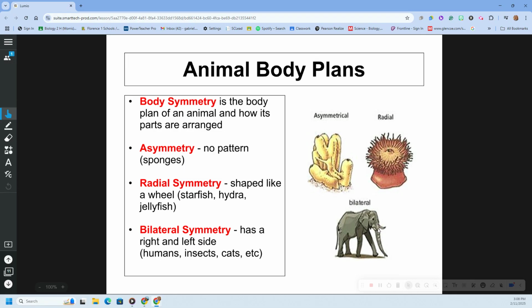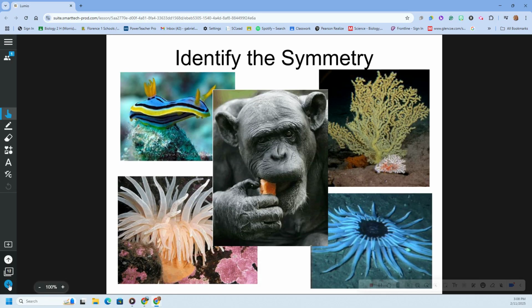Animals that have bilateral symmetry have a right and a left side. So you can draw a line and divide it into right and left halves. So humans, insects, cats have bilateral symmetry. So let's look at some organisms and see what kind of symmetry they have.